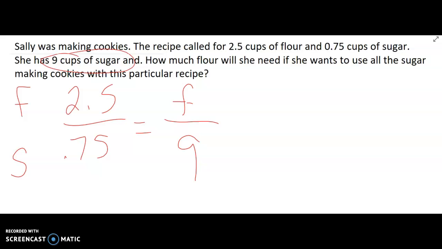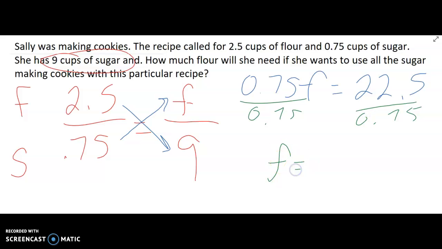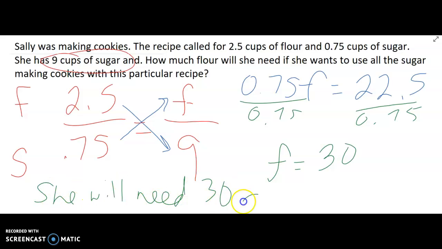Now we can solve proportions again by cross multiplying. So denominator of one ratio times the numerator of the other. So 0.75f equals 2.5 times 9, which happens to be 22.5. Now, recall from your days of solving equations, I want to get the variable by itself. So I'm going to divide both sides by that 0.75. And that will give me an f value of 30. So what this means is, if Sally wants to use all 9 cups of sugar, she will need 30 cups of flour.